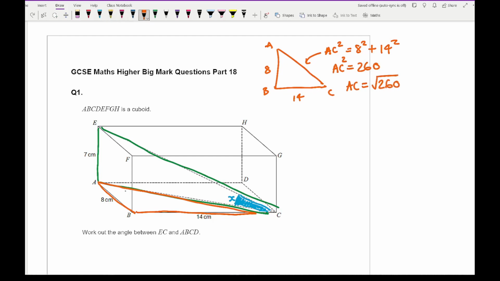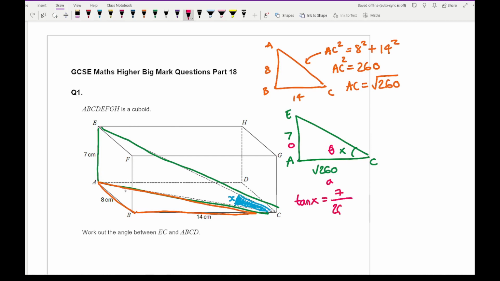Then if I look at that green triangle, I can draw that triangle out. Sometimes you might find it a lot easier to redraw the triangles and label accordingly. So this angle here is X, this side here is 7, and A to C, as I've just worked out, is root 260. So from this, I've just got to label the information I know. So this is theta, that's opposite, that's the adjacent. So I'm going to be using tan x equals 7 over the square root of 260.